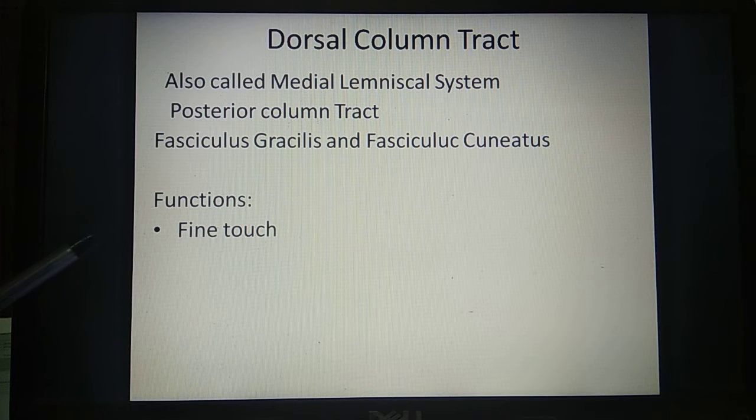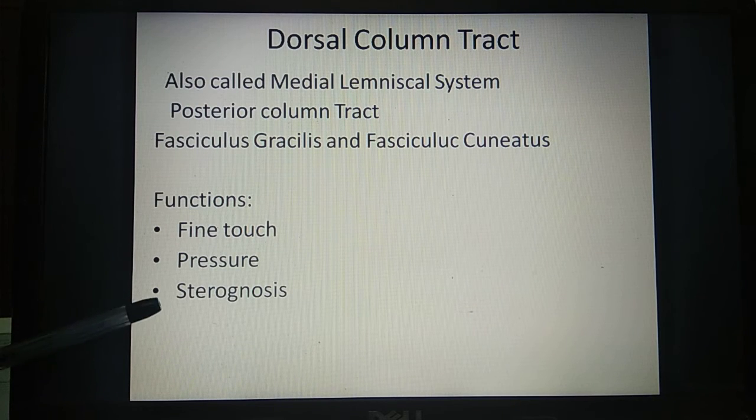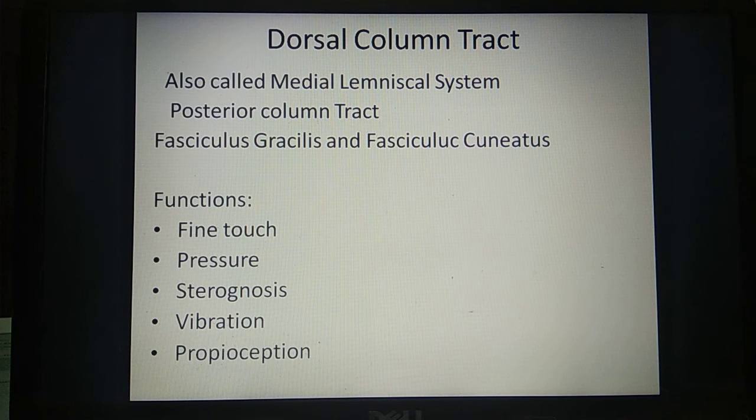Function is basically touch, that is fine touch. Now touch with a force is called pressure. Combination of touch and pressure is called stereognosis. Alternate touch is called vibration, and proprioception, that is body position. So these are the functions of the dorsal column tract.